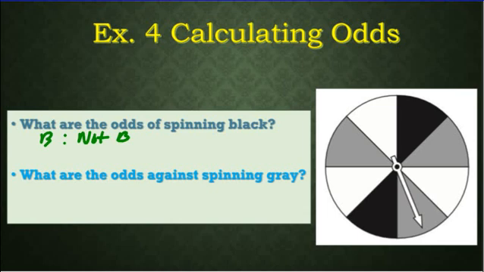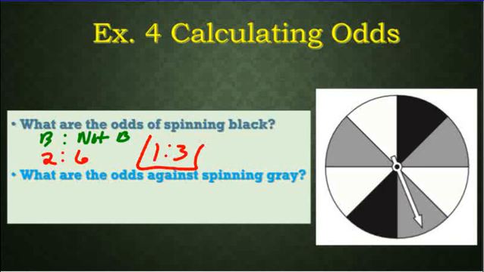So black, we have 2 black segments, and we have 6 that are not black. So that would divide each side by 2. You would get 1 to 3 chances, 1 to 3 odds of spinning black.